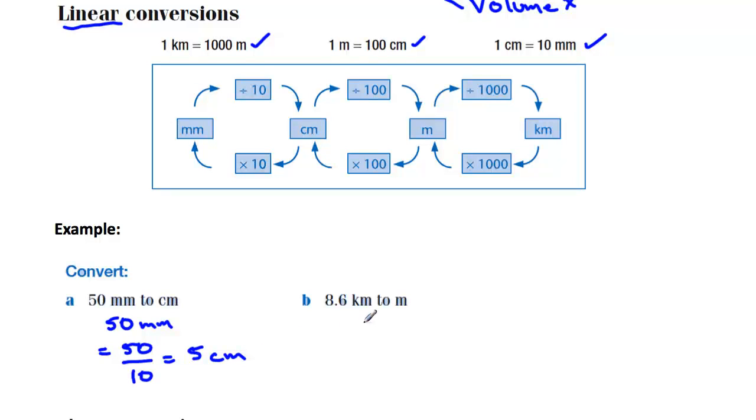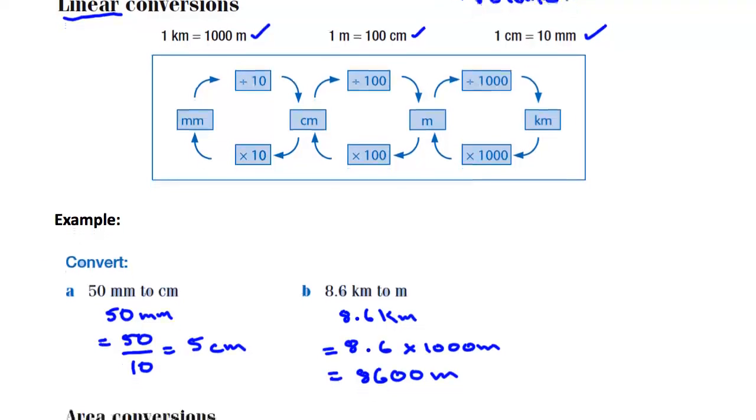On the other side, we're converting kilometres back to metres, so we're going this way. And we know that there are 1,000 metres in a kilometre, so it's a multiplication. So we can say that 8.6 kilometres is going to be this. Here's our equation. If we take our 8.6 and we times it by 1,000, then we get 8,600 metres. So there's our conversion as far as linear measurements. You need to practice these because they're very, very important.